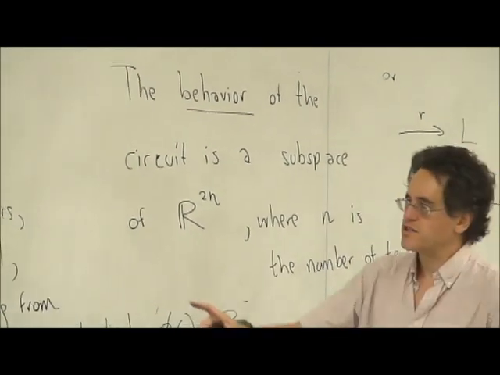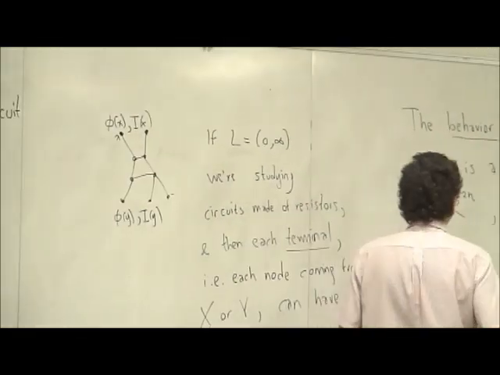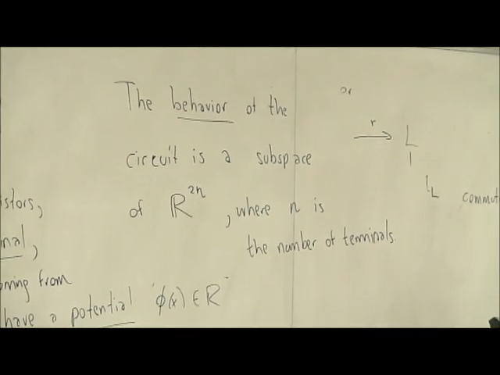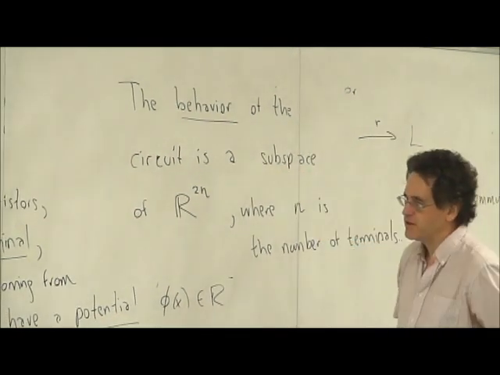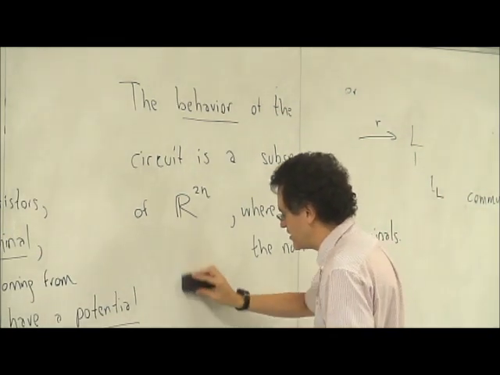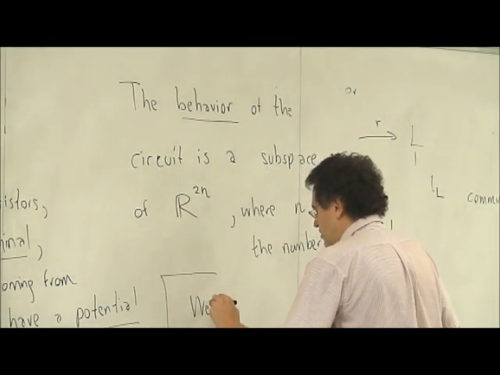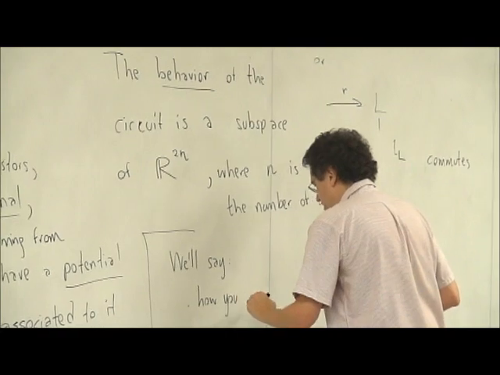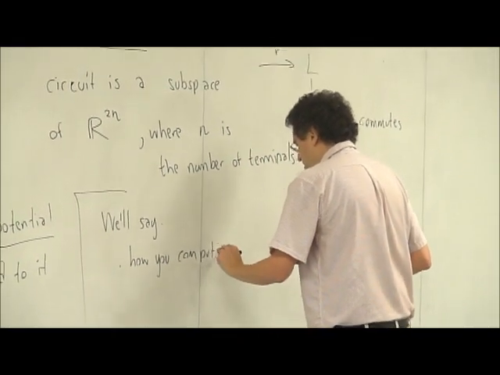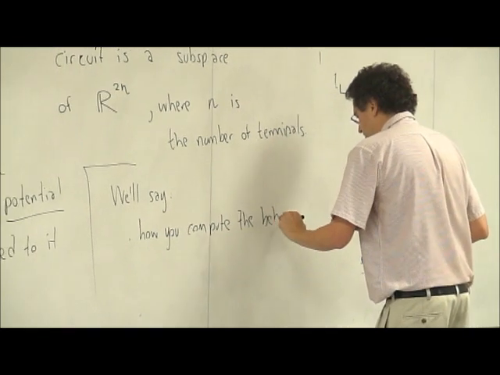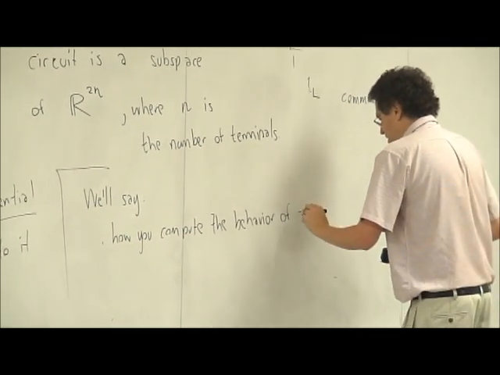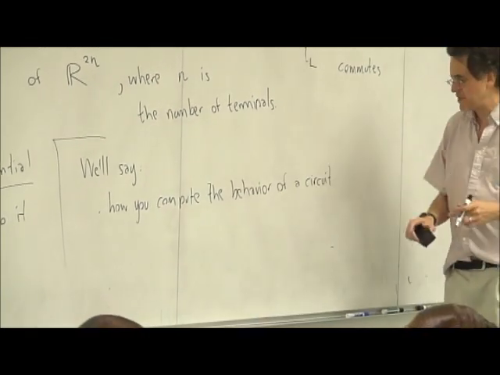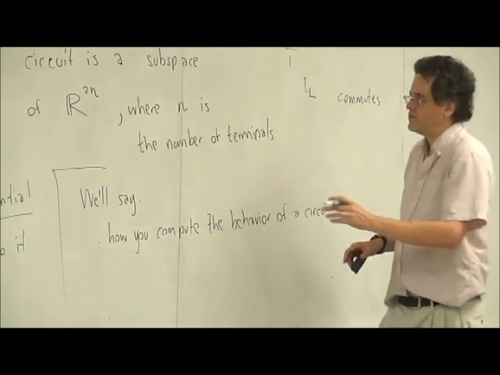So 2n, because each terminal has two numbers associated to it. So I need to explain how this works. There's a formula that lets you calculate the behavior of the circuit from the circuit. But I don't have time to give that formula to you now, but we'll say how you compute the behavior of a circuit, how you find this particular subspace. It'll be a linear subspace of this vector space.